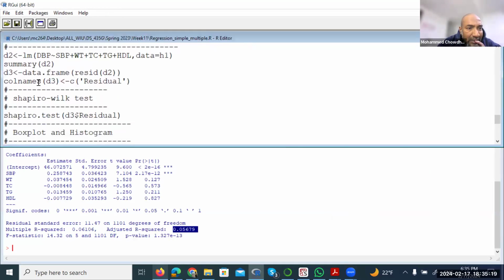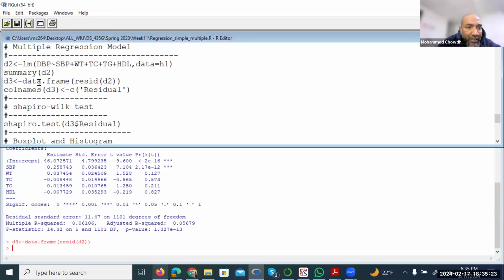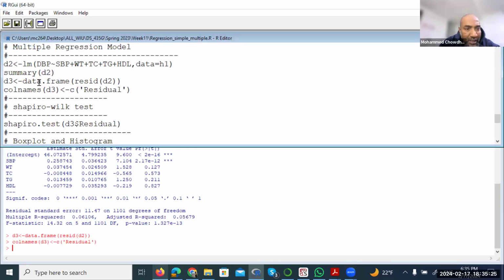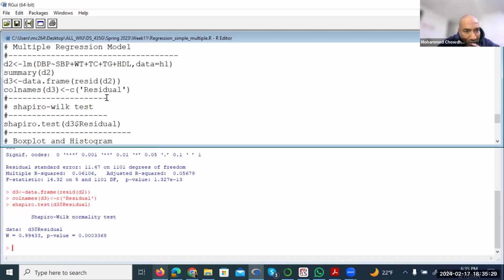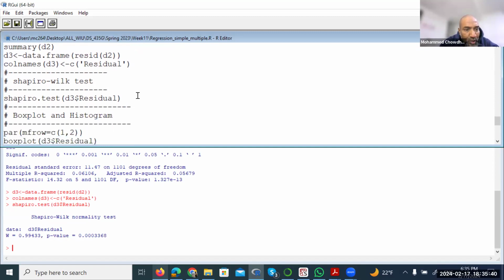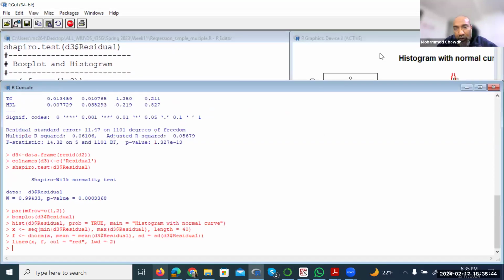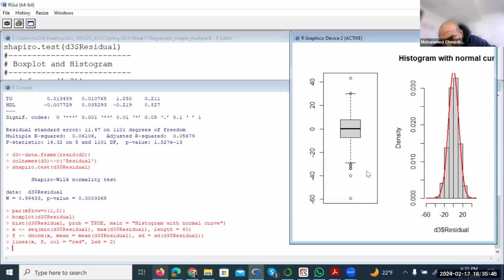After that, this is the residual I'm finding, and then I'm finding the residual in this format. And finally, I try to find the normality test for the residual. We find that the residual is not normally distributed. So residual is not normally distributed. Now box plot and histogram of the residuals have been drawn for the multiple linear regression model.